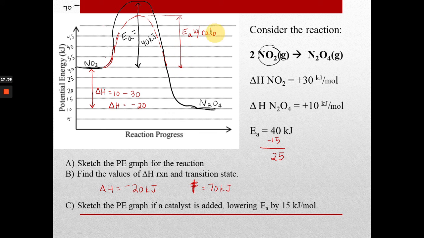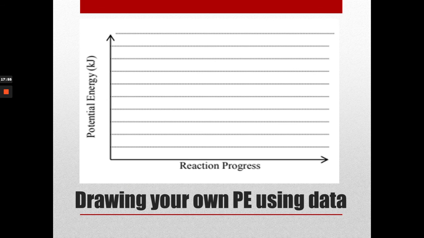It's only 25. So it's a lower energy pathway. Okay. So this is kind of how we take all of these numbers and we stick them onto a graph. So you guys have one in your note packet.